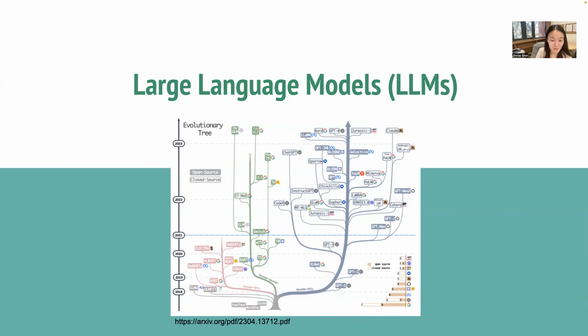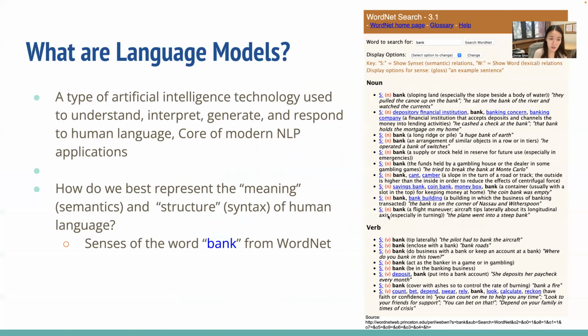In this section, we'll be exploring a fascinating aspect of artificial intelligence, which is language models. Language models are a type of AI technology which is crucial in understanding, interpreting, generating, and responding to human language. These models form the core of modern natural language processing applications, which we interact with daily in various forms.